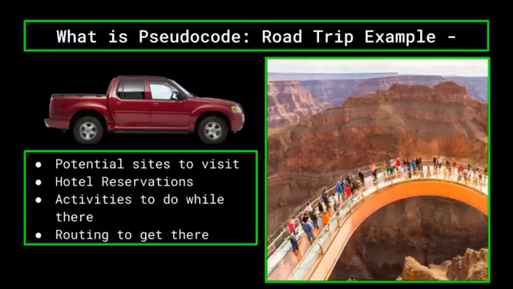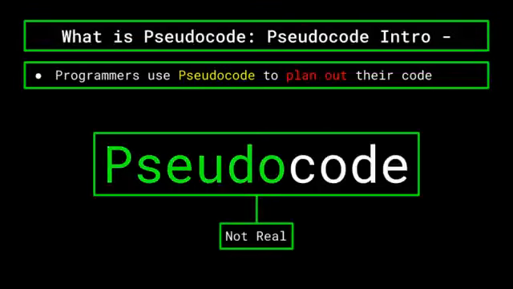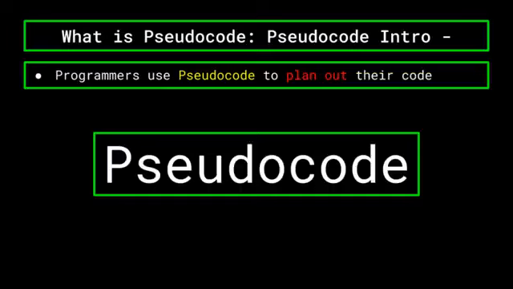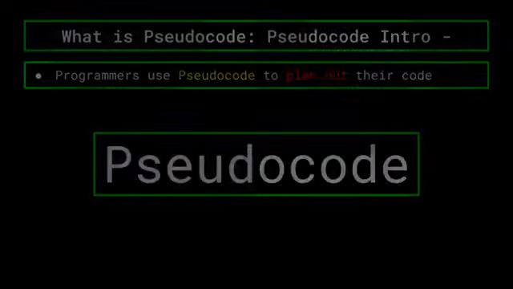So how does this translate to pseudocode? Well, think of our family trip to the Grand Canyon as a program. Programmers use pseudocode, pseudo meaning not real, and code meaning code, as a means to plan out their programs before they write them, just like how we planned out our trip before going. They throw away syntax and naming conventions for variables and just focus on what they want the program to accomplish and how they plan on doing that.